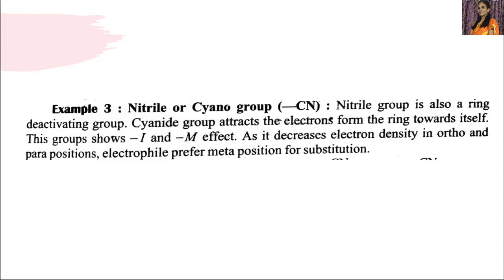A third example of meta directing groups or ring deactivating groups is the nitrile group or cyano group, CN minus. So here, the nitrile group or cyano group. The nitrile group is also a ring deactivating group. The cyano group attracts the electrons from the ring towards itself.